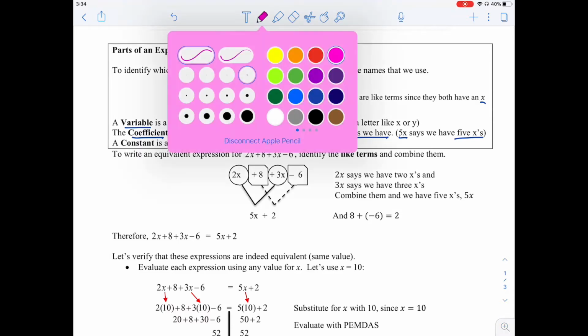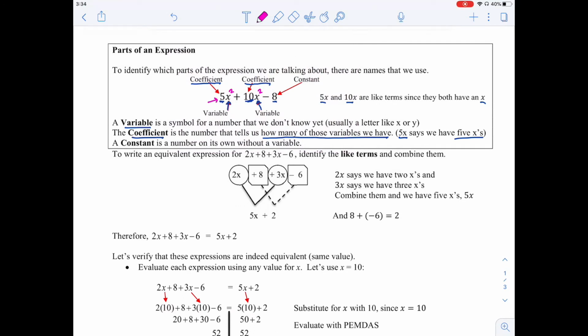For this one, 5x squared tells us we have 5 x squareds. 10x squared tells us we have 10 x squareds. Okay, so keep that in mind. The coefficient all it does is tell us how many of those we have, so that we can just add them up, like 5 dogs and 10 dogs. We just add them together, we get 15 dogs, right?